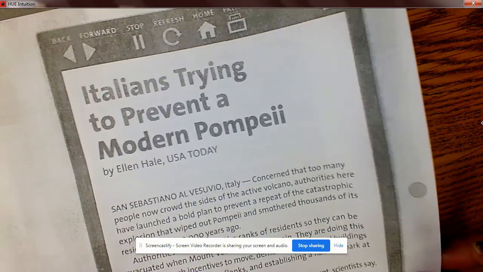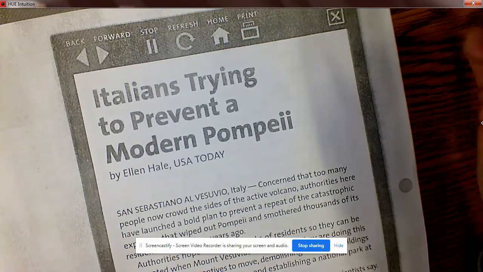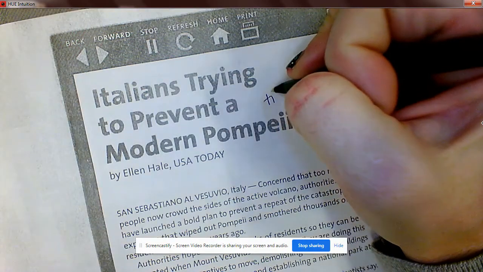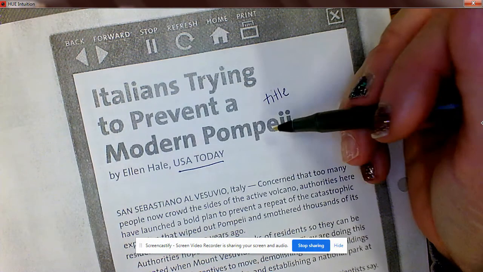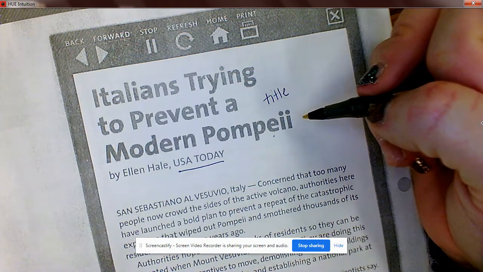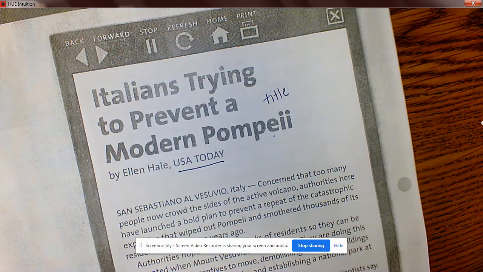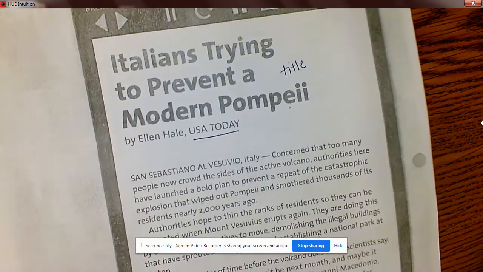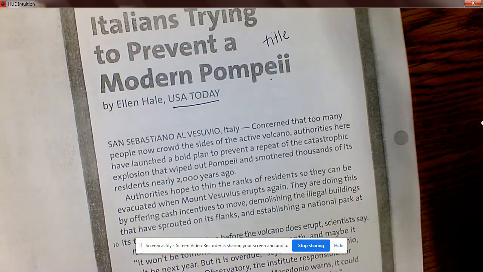So here's another article about Pompeii. Italians tried to prevent a modern Pompeii. So this is the title. And so I know that this was in USA Today. So here are some predictions before I read this. Perhaps the volcano, maybe the smoke, remember the guy in the story? Maybe the smoke is getting wider. And remember that was one of the things that the stranger noticed. Obviously, something is happening over there that is making them concerned and to watch what's going on.